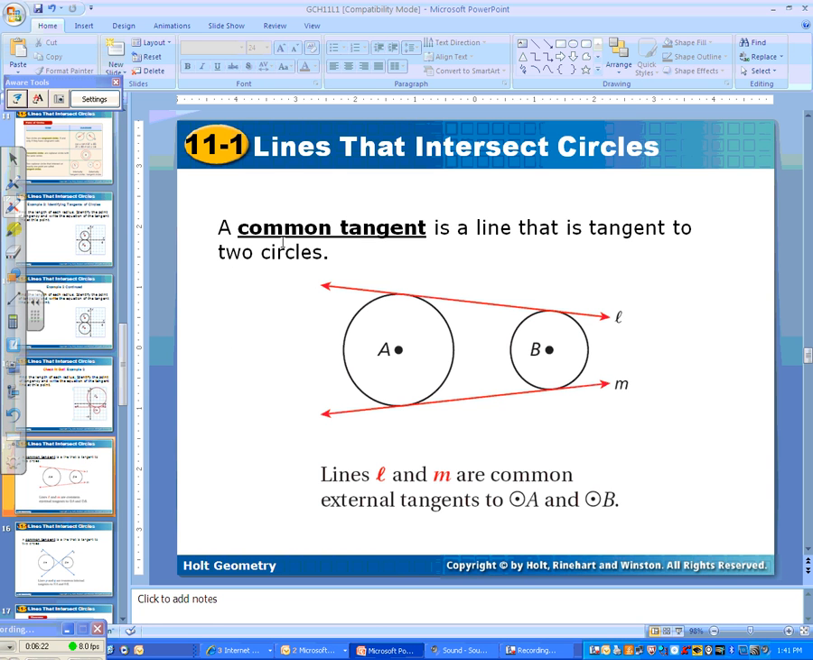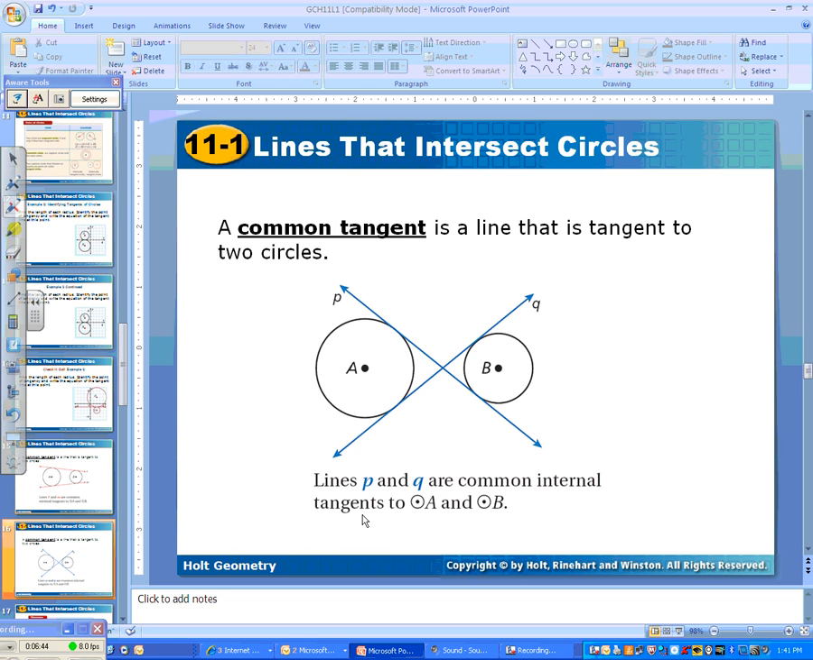Okay, a common tangent is a line that is tangent to two circles. So these are one way you could think of common tangents. It hits circle A only one time, and it hits circle B only one time. That's what the word tangent means. Same with line M. It hits it once here, hits it once around here. So they are common tangents. But you could draw common tangents like this or like this. P is still a common tangent because it hits A once here and it hits B once here. So you can draw it like this, or you can draw them like this.